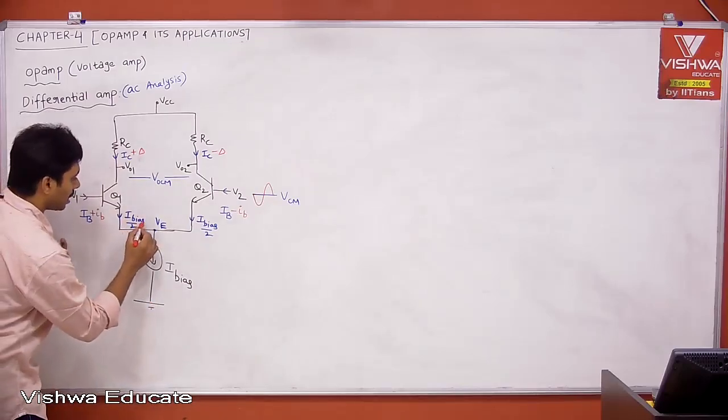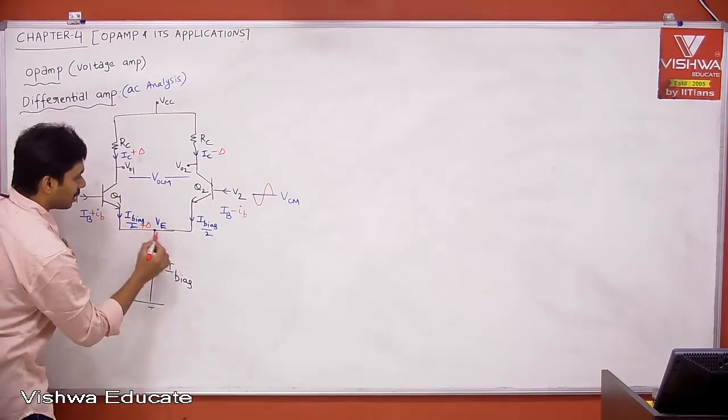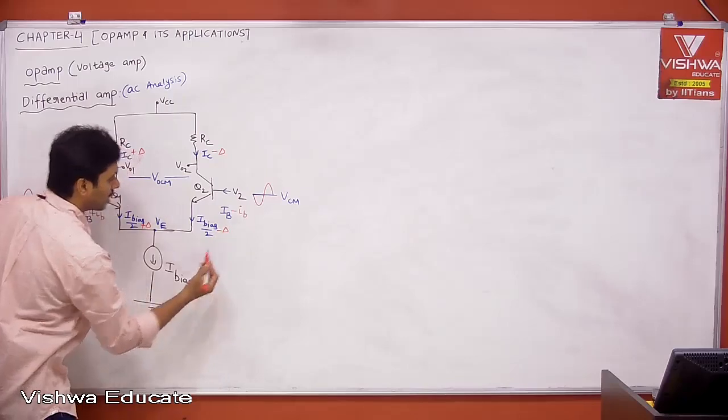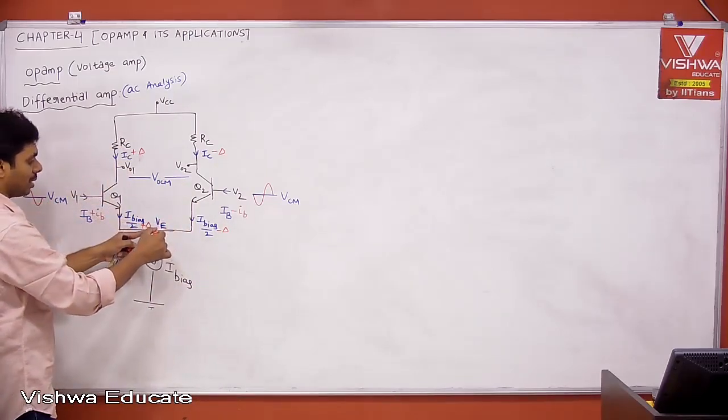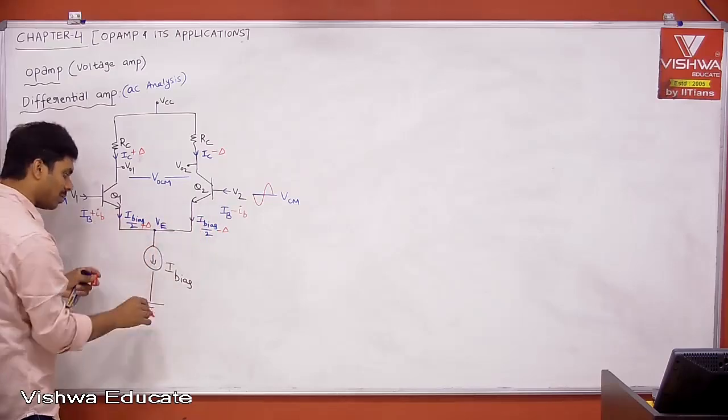Then what is this current? I bias by 2 plus delta. Then what is this current? I bias by 2 minus delta. Then what is the total current? I bias by 2 plus I bias by 2, that is I bias. Delta minus delta will be cancelled. So the total current is I bias.